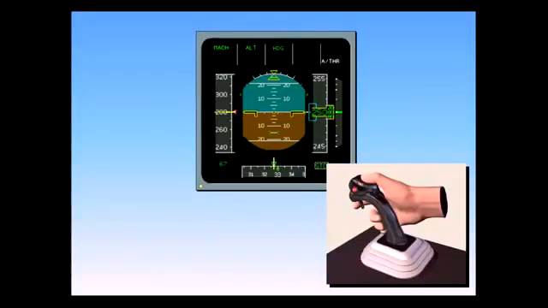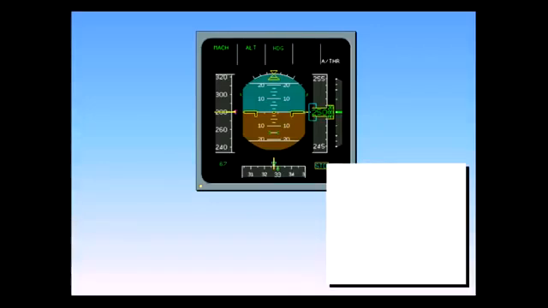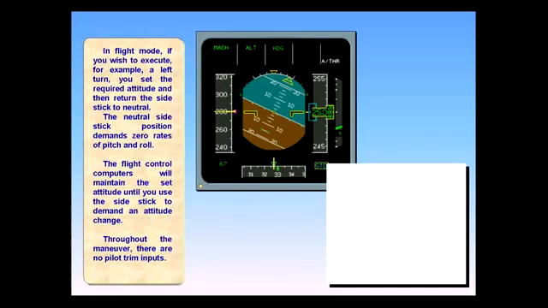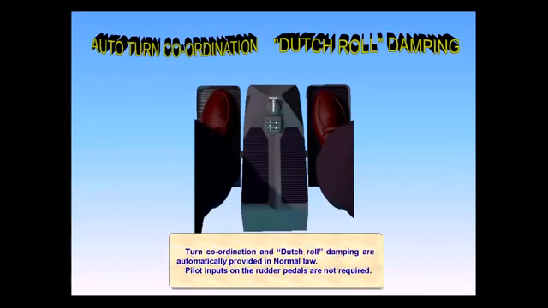In flight mode, if you wish to execute, for example, a left turn, you set the required attitude and then return the side stick to neutral. The neutral side stick position demands 0 rates of pitch and roll. The flight control computers will maintain the set attitude until you use the side stick to demand an attitude change. Throughout the maneuver, there are no pilot trim inputs. Turn coordination and Dutch roll damping are automatically provided in normal law. Pilot inputs on the rudder pedals are not required.